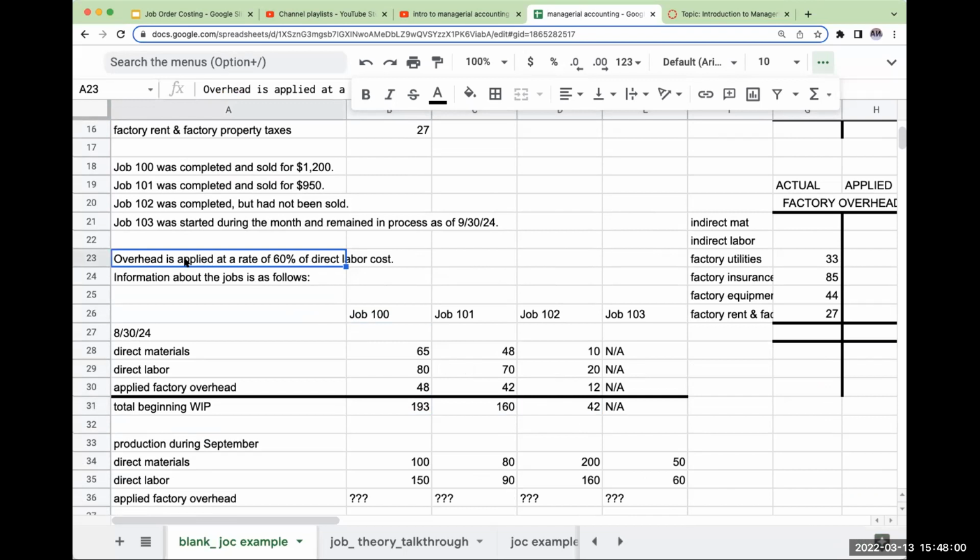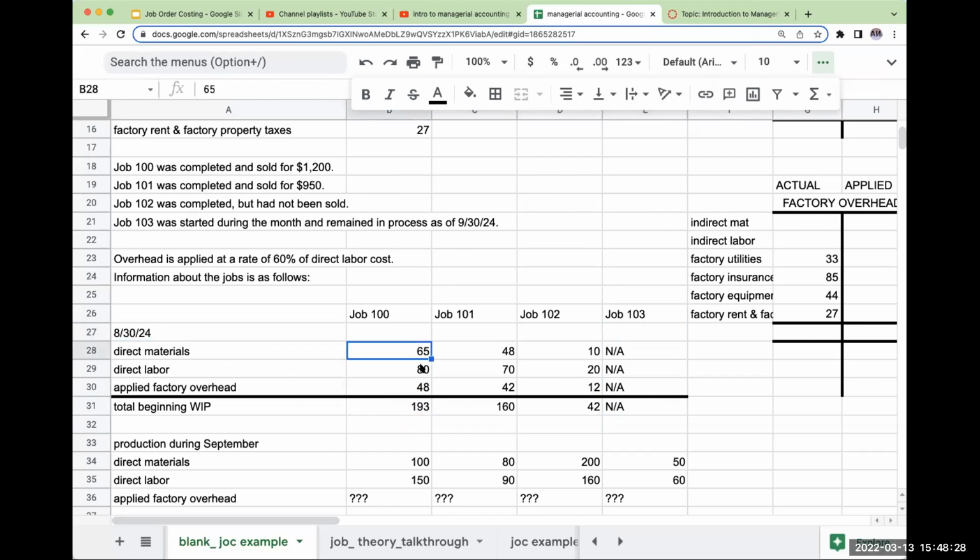But before we do that, look at this over here. Overhead is applied at a rate of 60% of direct labor cost. Where did this applied factory overhead come from? It's right over here. It's 0.6. The 70 times 0.6 is 42, and 20 times 0.6 is 12. Over here, job 103, there is no beginning work in process. And the reason is because it was started during the month. So this was not around on August 30th.